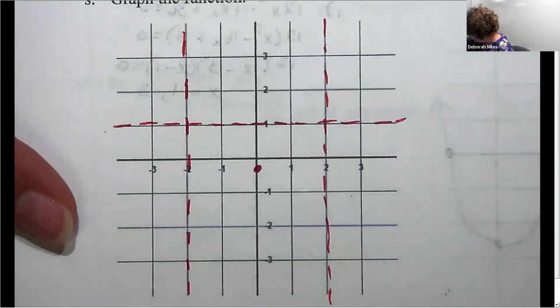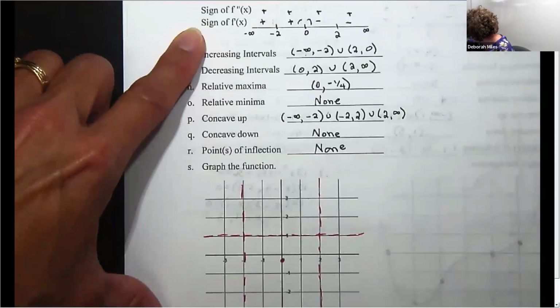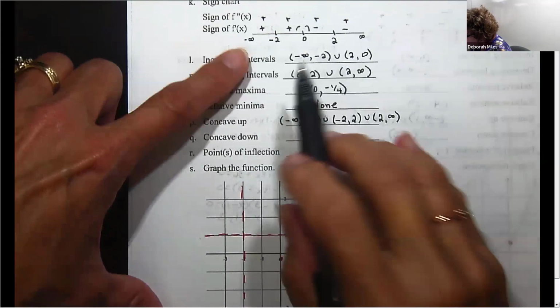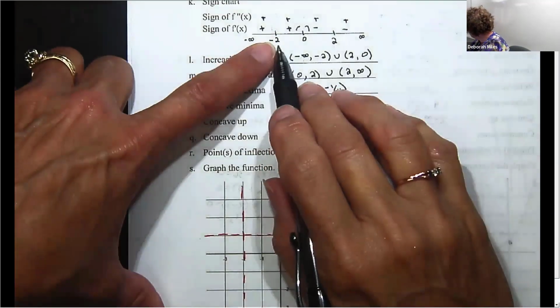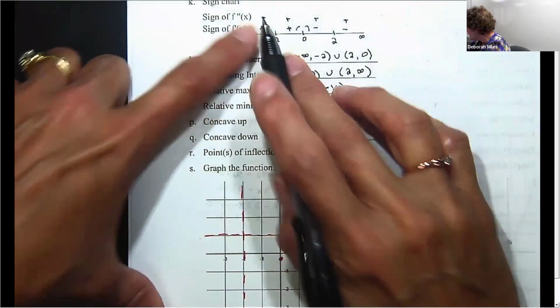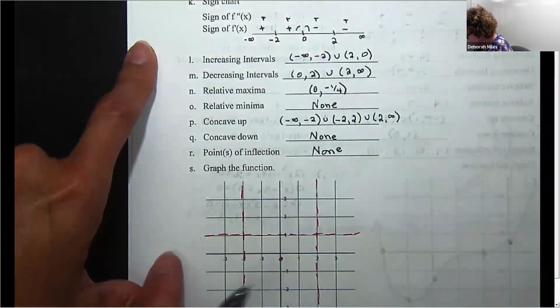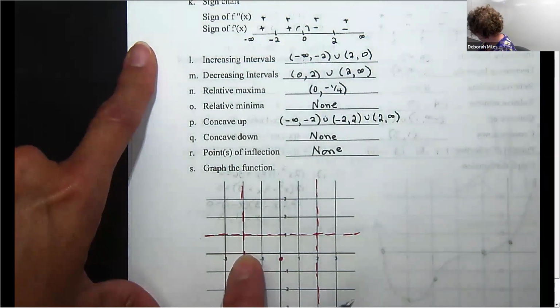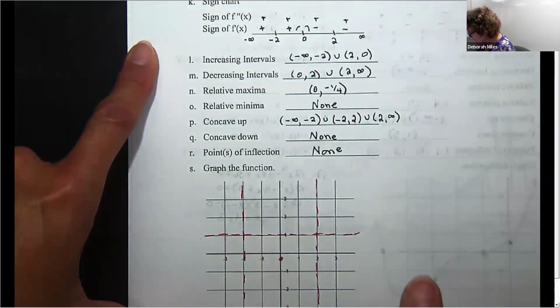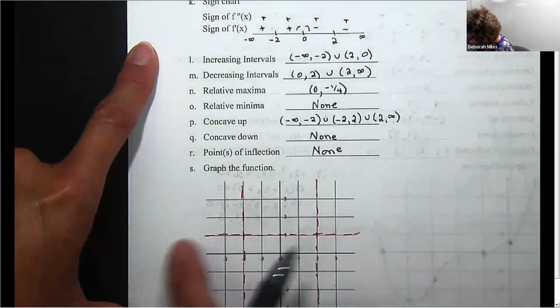All right, I'm going to zoom out a little bit so I can see my sign charts and my graph at the same time. From -infinity to -2, the function's supposed to be increasing and concave up, from forever to the left up to that first vertical asymptote. Can I tell whether the graph is above that horizontal asymptote or below?